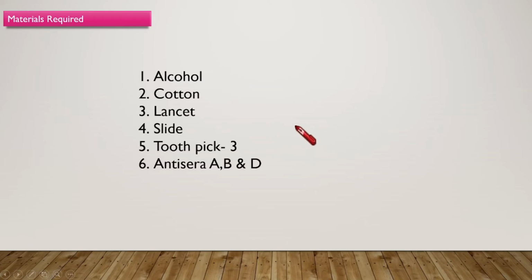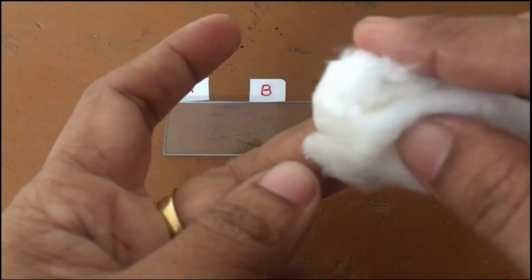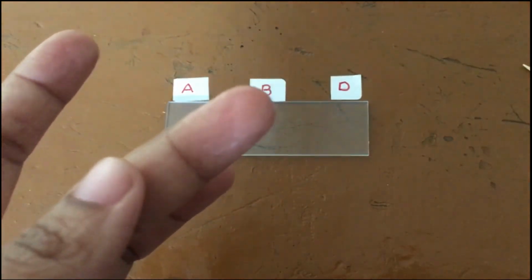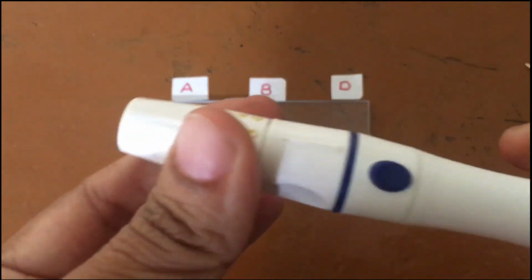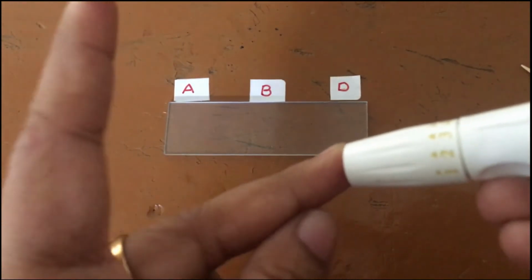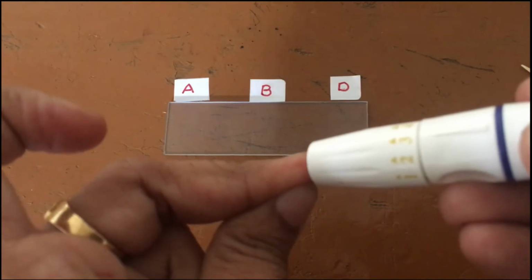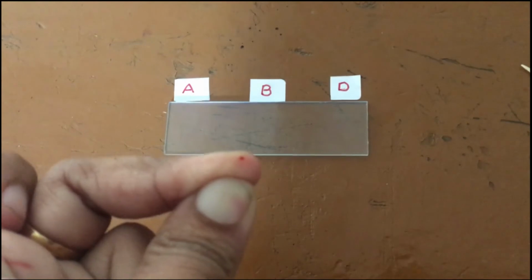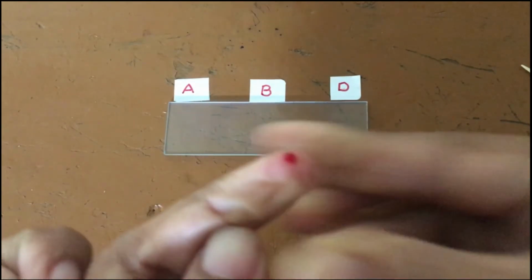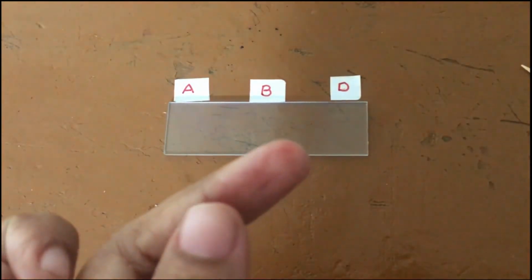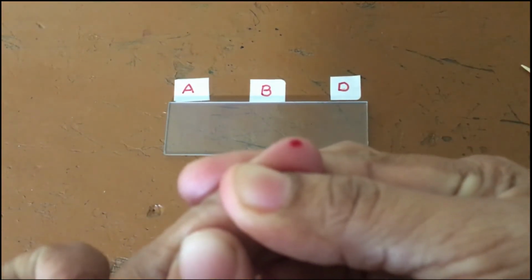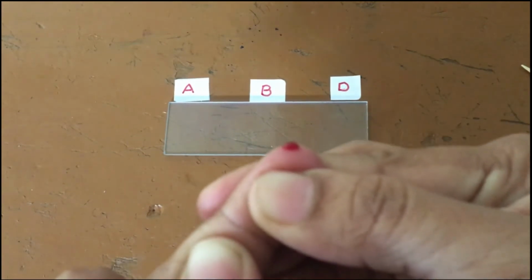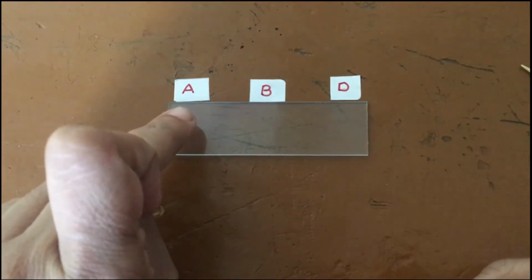Let's start the practical. First we need to clean our ring finger with alcohol and then prick it with the lancet after setting the required pressure. And then we need to discard the first blood drop. After that, place a drop each at the points where we marked A, B, D according to the antisera.